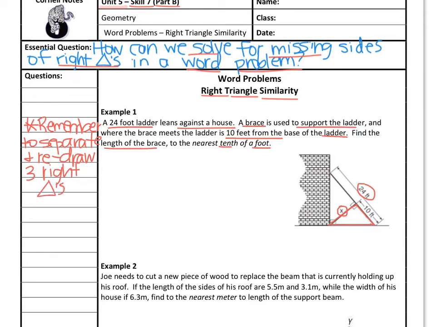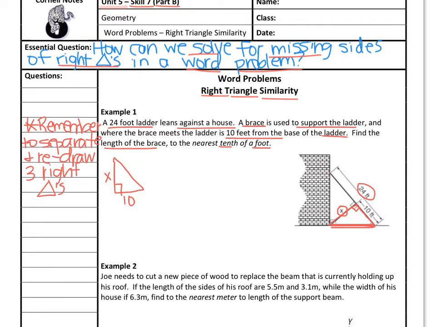Looking at our diagram, you see that red one that I just highlighted. I'm going to flip that around and draw it over here. So we've got the right angle right there, the 10 feet on the bottom, and the x on the side. Do we know the hypotenuse of that triangle? Nope, we don't know that one.